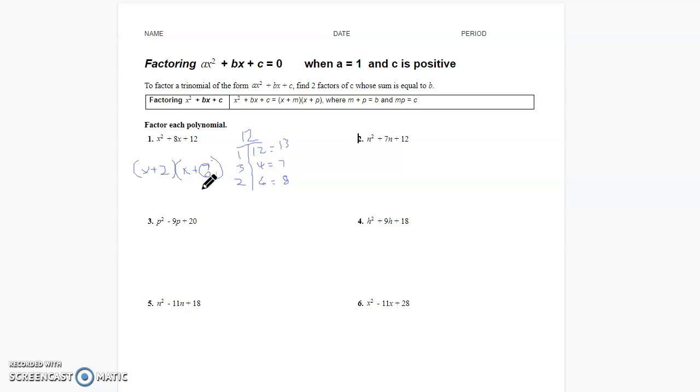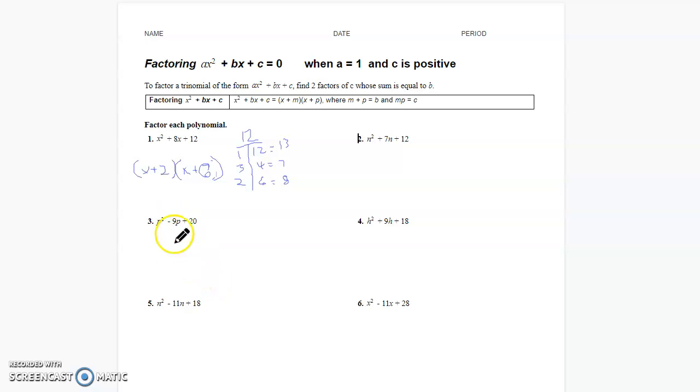Yeah, and that's actually the answer, x plus 2 times x plus 6, because if you were to multiply x plus 2 times x plus 6, you will get x squared plus 8x plus 12. Okay, so if they're both plus signs, like plus sign, plus sign, plus sign, plus sign, you're going to have plus signs inside the parentheses.